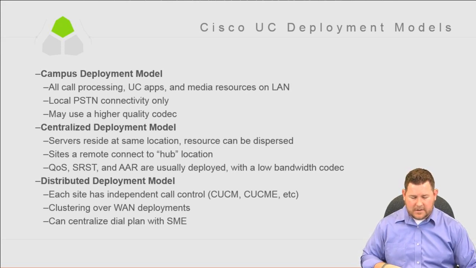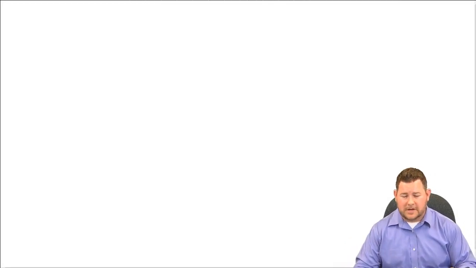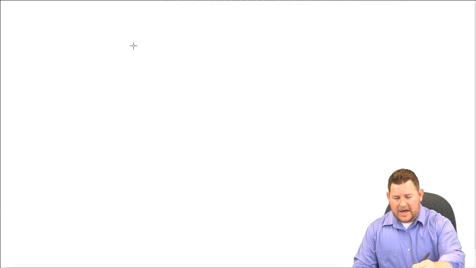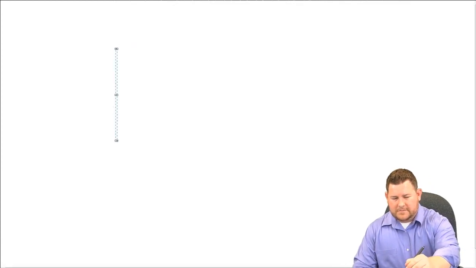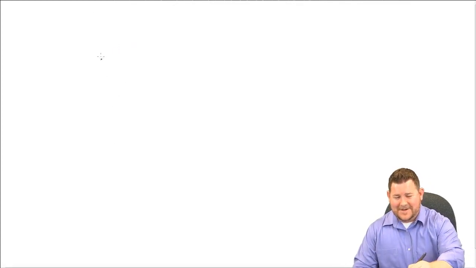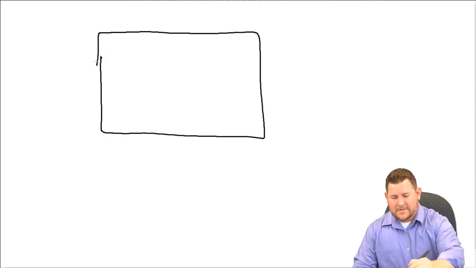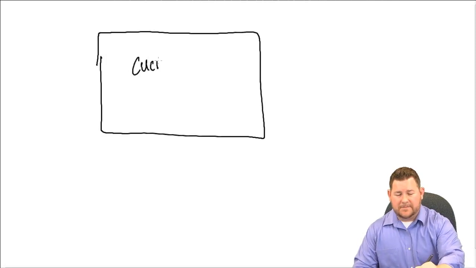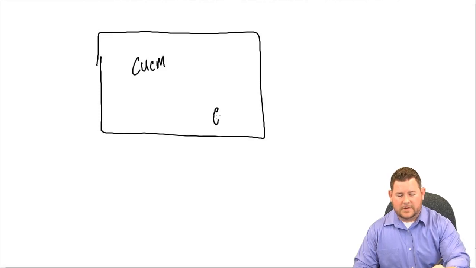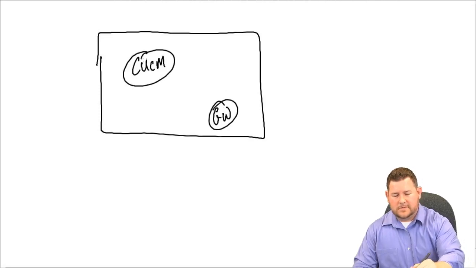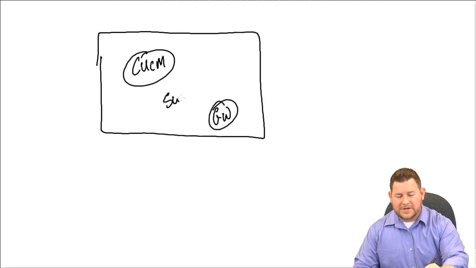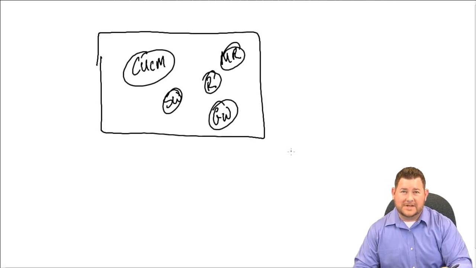I'm going to go ahead and actually draw this out for you. And then you can tell me how bad my drawing is. But we have the first option. Whoops. Well, that's bad already. First option was where you have your CUCM, you have your gateway, and switches, routers, media resources. Everything is all contained at the one site.